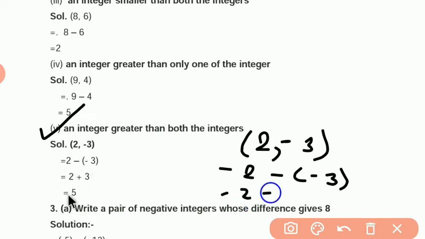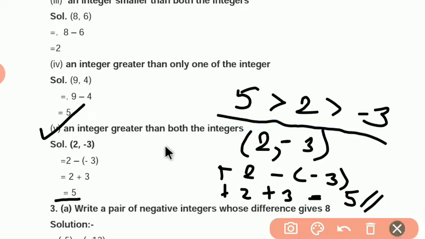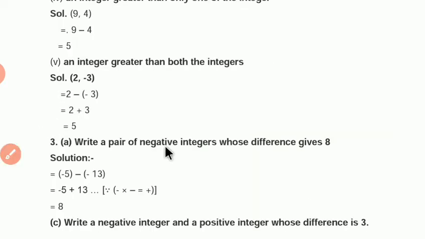So 2 plus 3 is equal to 5. So 5 is an integer which is greater than both integers. Both integers means 5 is greater than 2, and it is also greater than minus 3. So 5 is the number. So 2 comma minus 3 is the pair of numbers whose difference gives 5, which is greater than both 2 and minus 3. I know these are difficult questions, but it is not so tough. If you listen carefully, you will understand better.